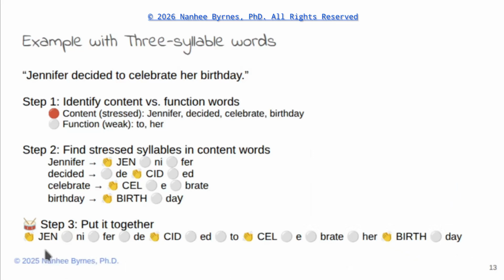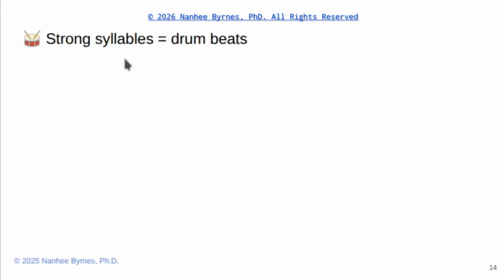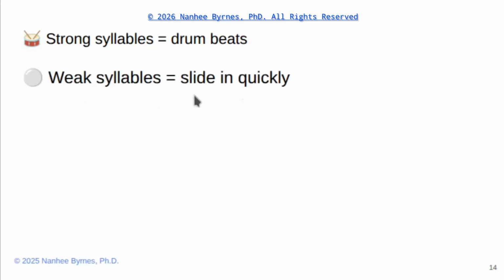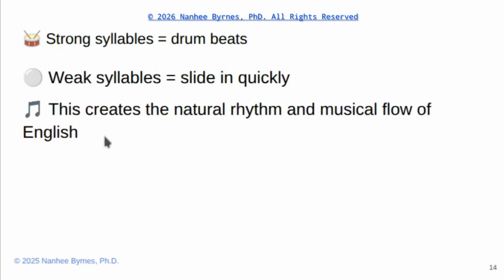Excellent. You did a great job identifying the 4 beats and filling in the gaps with the weak syllables. That's exactly how English rhythm works. The strong syllables act like the drum beats, and the weak ones slide in quickly. This creates the natural rhythm and musical flow of English.